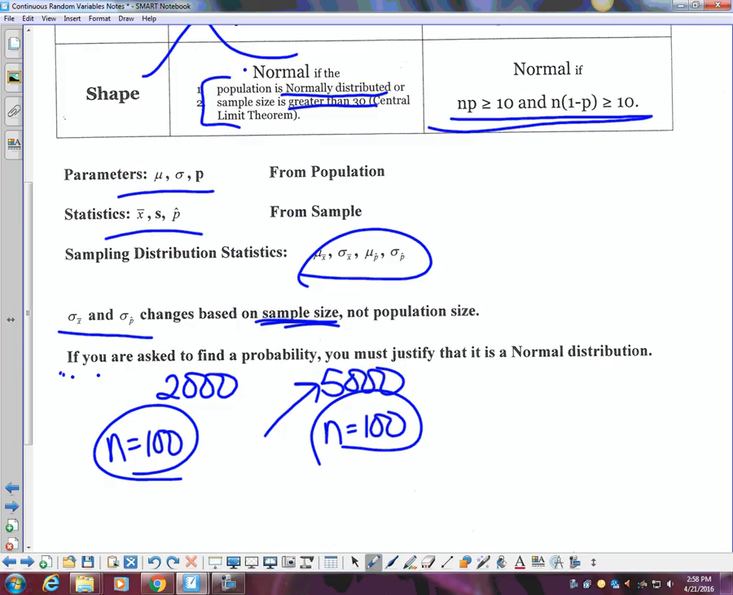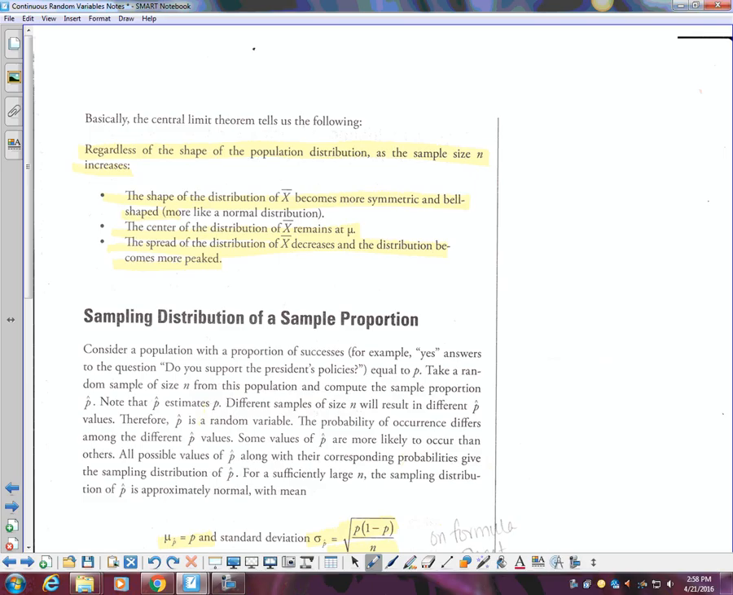Yeah, either this if it's means, or that if it's a proportion. Okay, cool. Regardless of the shape of the population distribution, as the sample size n increases, okay, these are fantastic multiple choice questions. As your sample size increases, the shape of the distribution of X bar becomes more symmetrical and more bell-shaped. It becomes more normal. The center of the distribution does not change. The spread decreases and the distribution becomes more peaked.